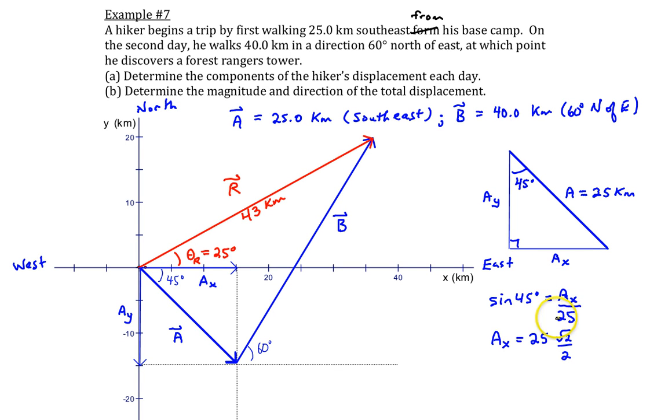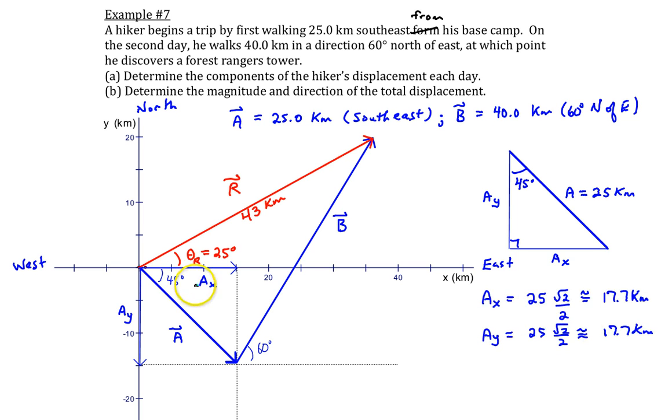And cross multiplying, we get 25 times sine 45, which is root 2 over 2, or 17.7 kilometers roughly. So similarly, we can find A sub y by using cosine of the 45-degree angle equals Ay divided by 25, which is also equal to 25 times root 2 over 2, or approximately 17.7.